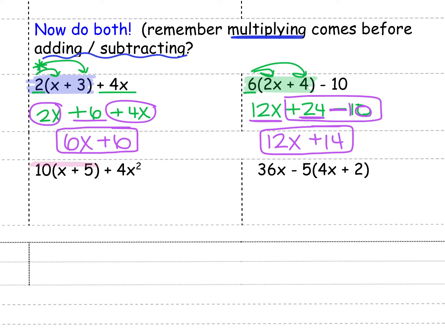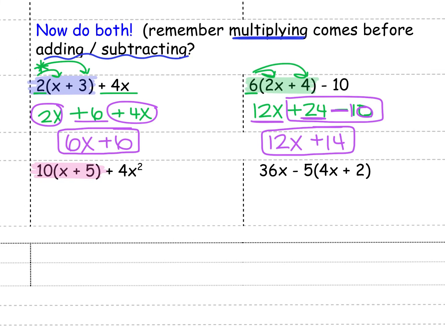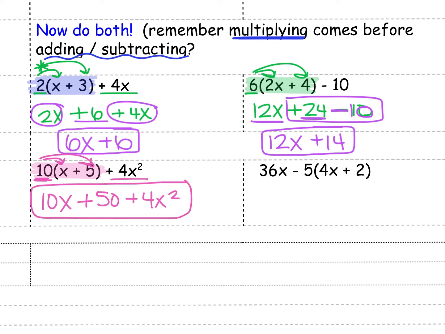Then 10 times x plus 5 plus 4x squared. We need to start with distributing. 10 times x is 10x. 10 times 5 is 50. Copy the rest. Now, I have an x, I have a number, and I have an x squared. None of those can go together. So I can't simplify anymore. This is just my answer. That's it.